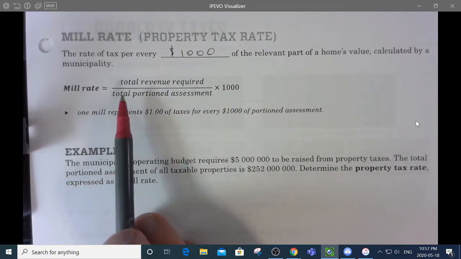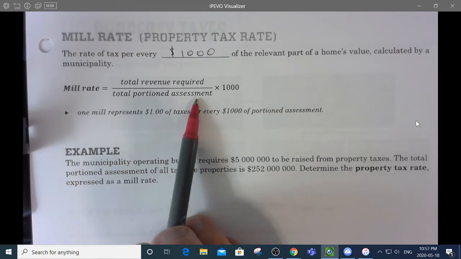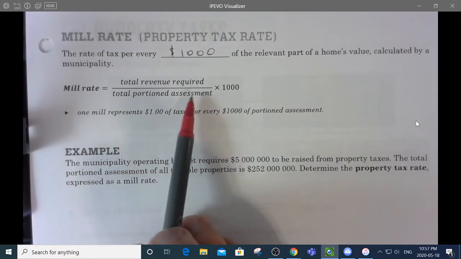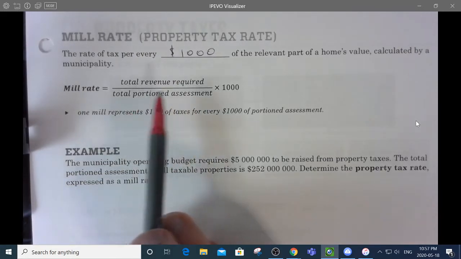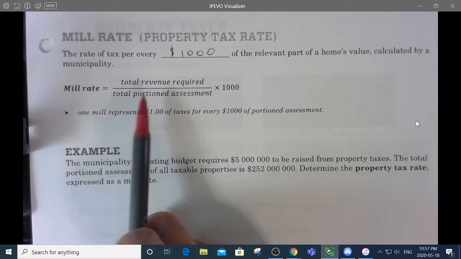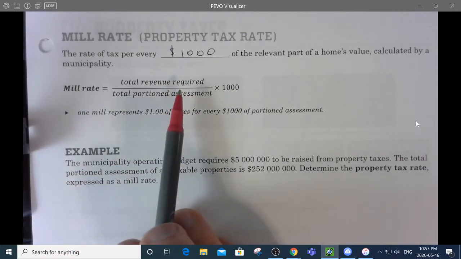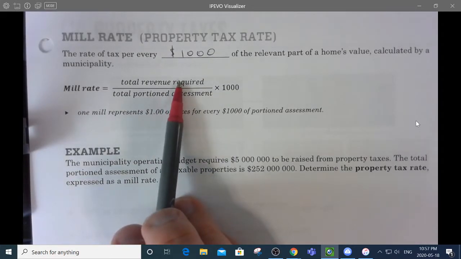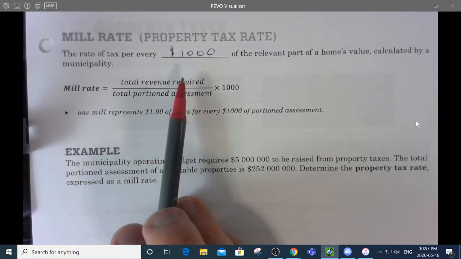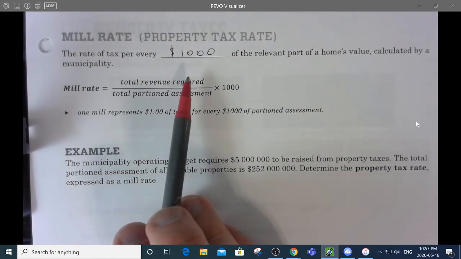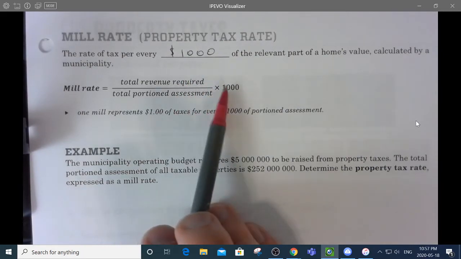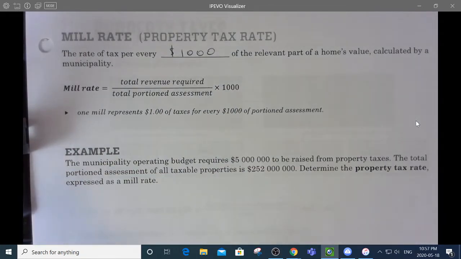So in the last example, we figured out Joe's portioned assessment. Then the city or the municipality will go to his neighbor Fred and his neighbor Alice and all of the neighbors and all of the businesses, and they'll add up how much they can tax the entire town. They'll divide that number into the amount of money they need to run their fire department, their police, their libraries, their parks, fix the roads, fix the sidewalks, and then they'll times that number by 1,000. So 1 mil represents $1 of taxes for every $1,000 of portioned assessment.